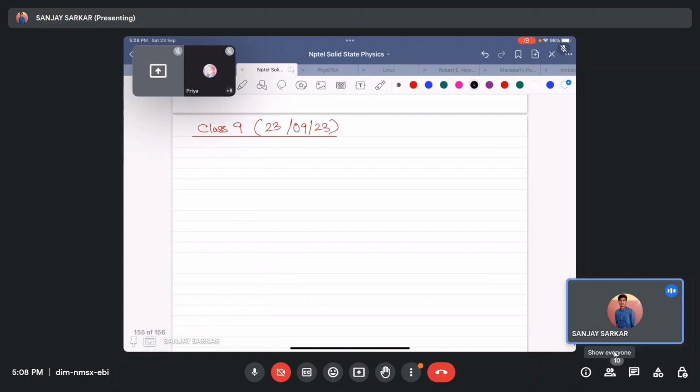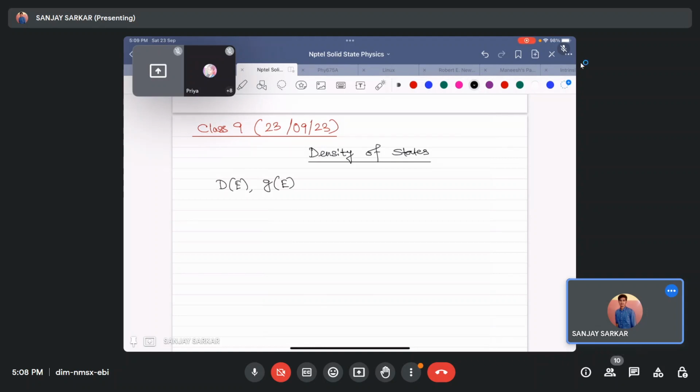So today we are gonna discuss about density of states. Density of states means the number of energy states per unit energy. It is defined by D of E, or you can see somewhere it is defined as G of E. So it's a function of energy.